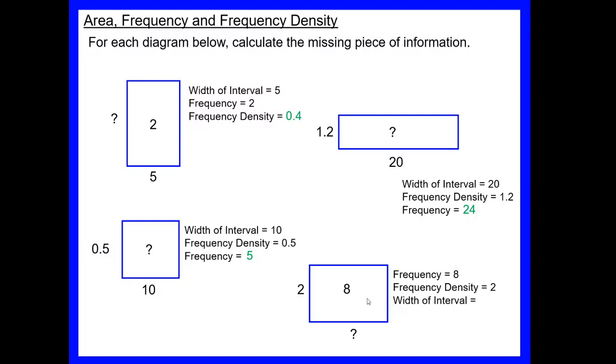And finally, I've got here my frequency of 8 and my frequency density of 2. So I need to find the width of the interval. We're going to do 8 divided by 2, which gives us an interval of 4. Make sure you're happy with those before you move on. Essentially we're finding areas and sides of rectangles. The area is the frequency, the height is the frequency density, and the length is the width of our interval.